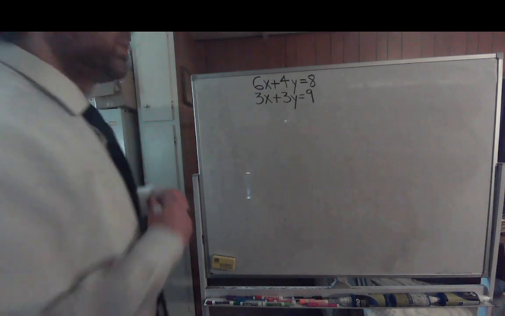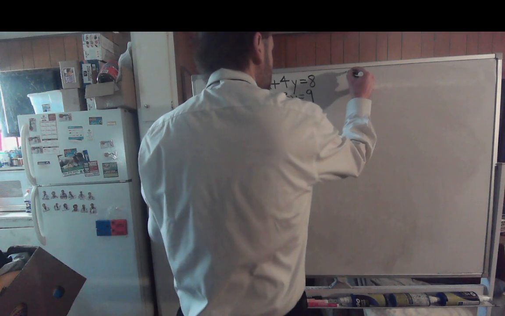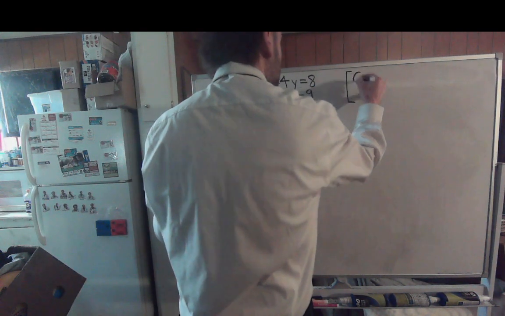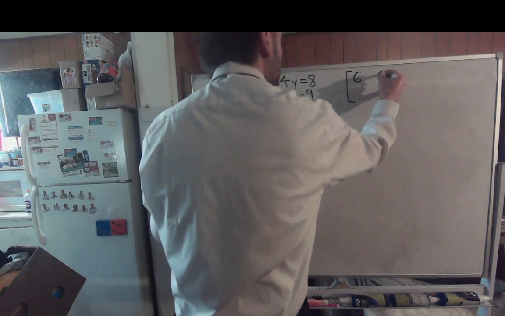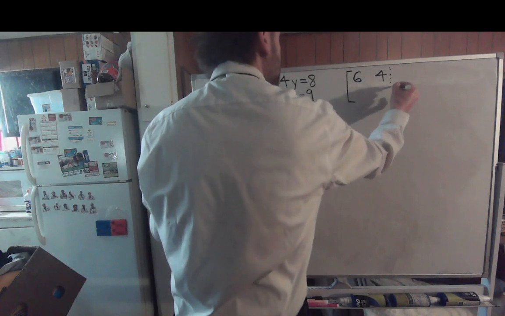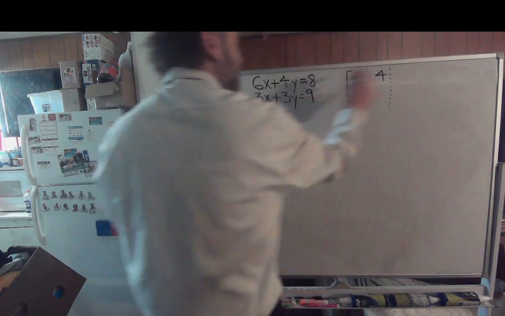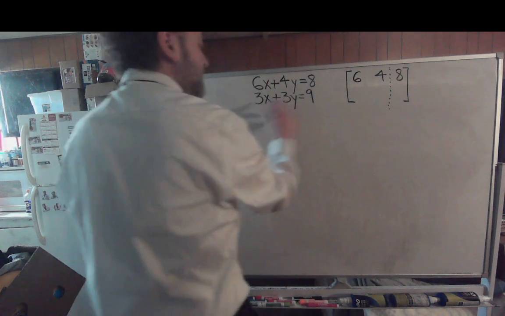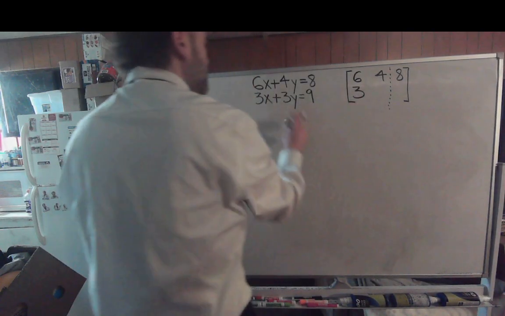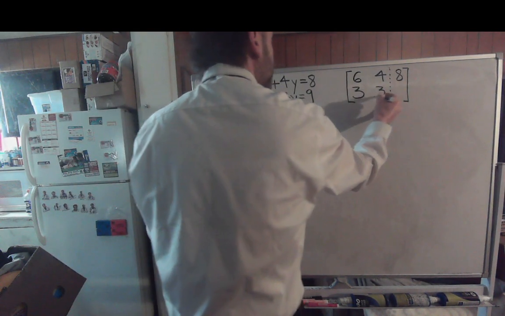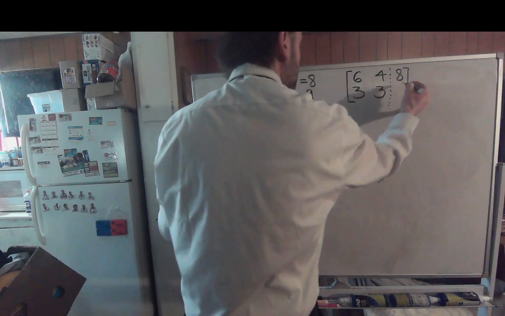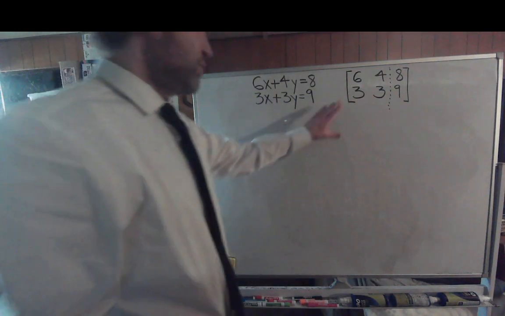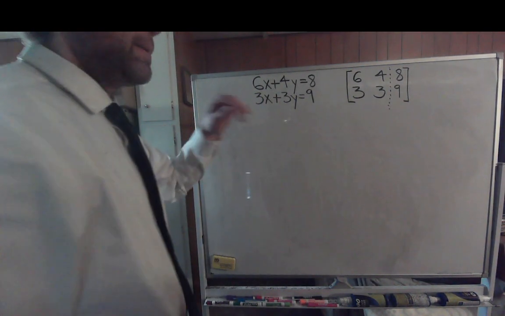Like we did before, let's put this into a matrix. 2 equations would mean 2 rows. So take the 6 on your x, the 4 on your y, and then form your augmented line, and to the right of that you'll put that 8. Now for your second row, take the 3 on the x, the 3 on the y, and then take the 9 and put that to the right of the augmented line. Now we got the matrix that represents the system.